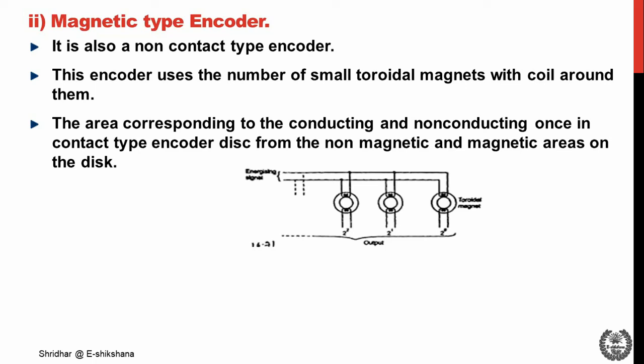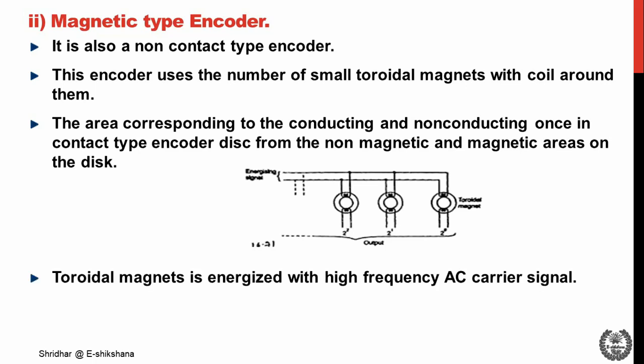The areas corresponding to the conducting and non-conducting ones in the contact type encoder disc form the non-magnetic and magnetic areas on the disc. The presence or absence of such areas is detected by coils which are in close proximity to each track on the disc.